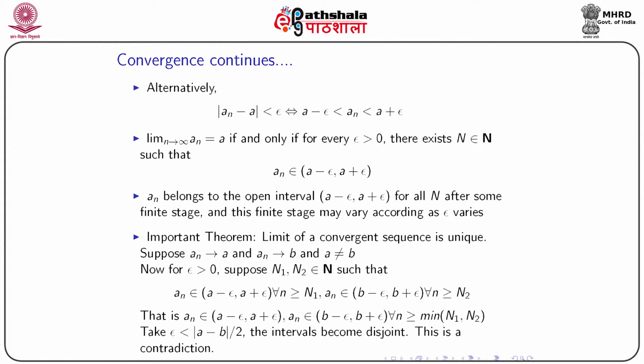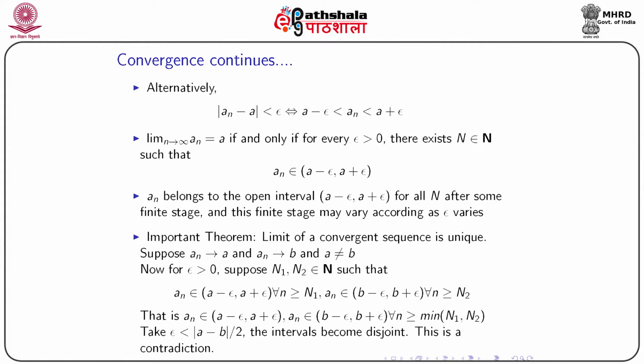Now an belongs to the open interval a minus epsilon to a plus epsilon for all n after some finite stage, and this finite stage may vary as epsilon varies. That's why we are saying that this N depends on the value of epsilon which is predetermined. Once we define the convergence in this way, now we have a very important theorem that the limit of a convergent sequence is unique. That means we cannot have two different limits for the same sequence.